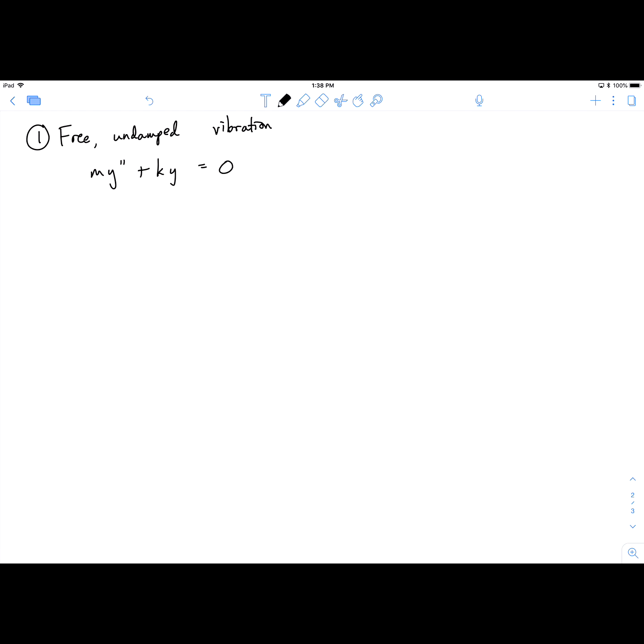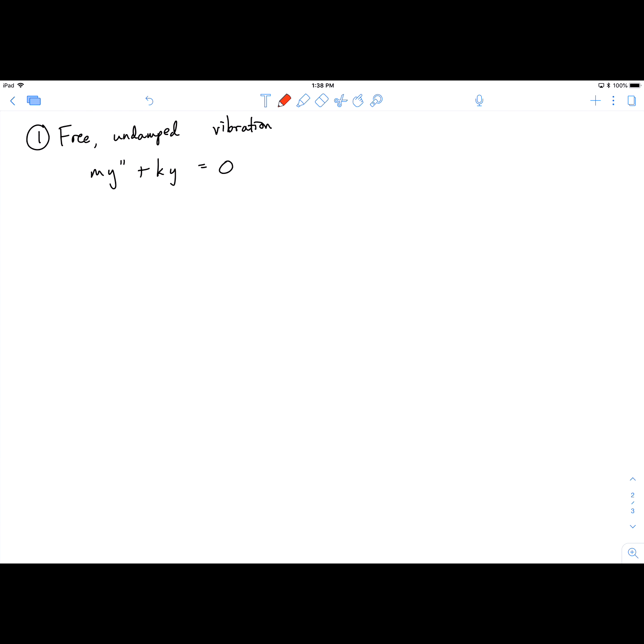The first category of vibration we're going to look at is free undamped vibration. So remember, with free undamped vibration, that means the forcing function equals 0, which is why we have a 0 here on the right side of the equation. And the undamped part means that the damping coefficient b equals 0, which is why there's no by prime term here, because that damping is 0. So it essentially simplifies our equation and leaves us with just my double prime plus ky equals 0.